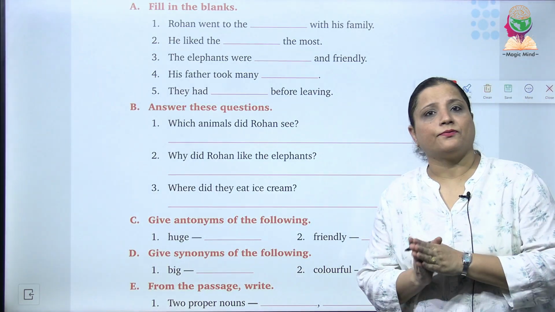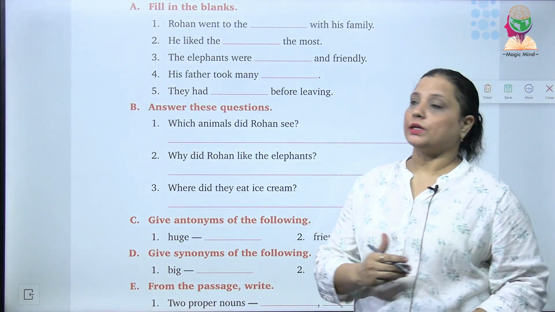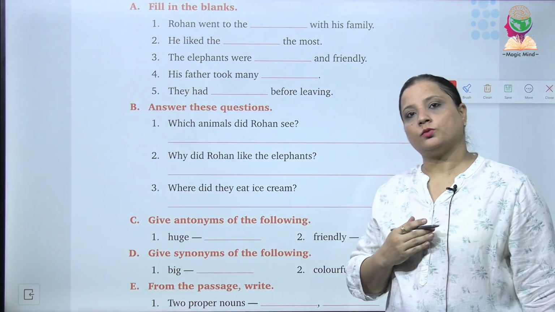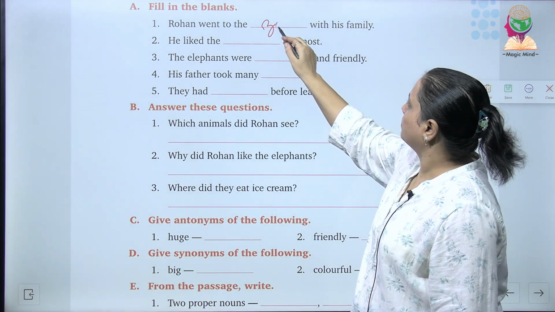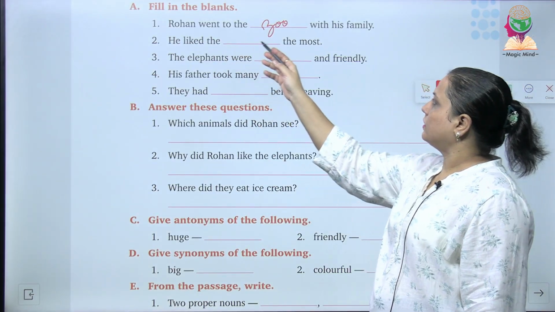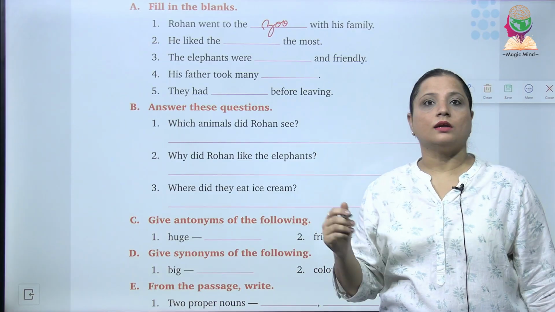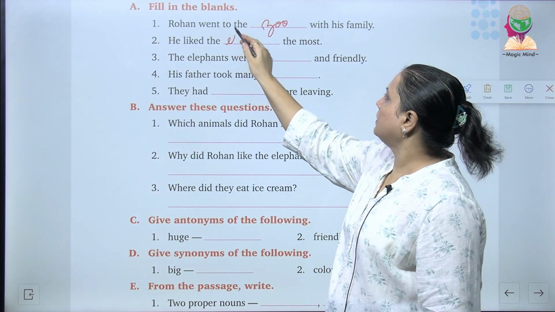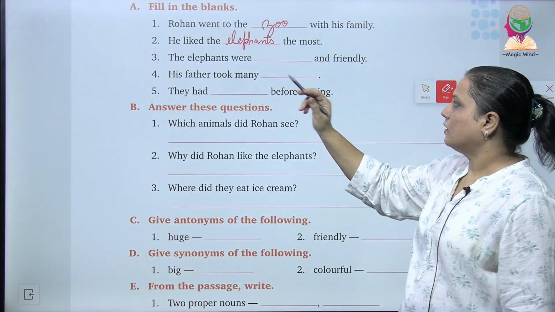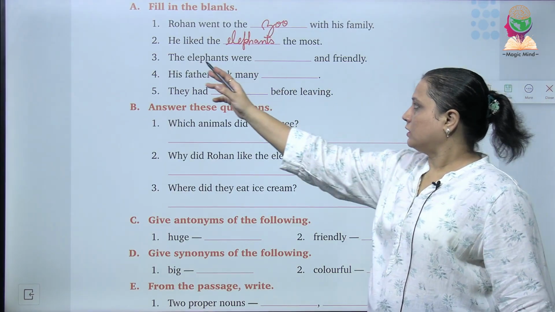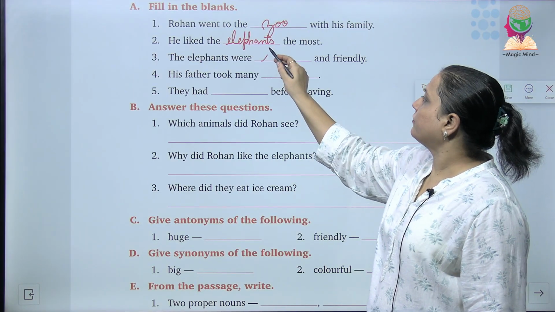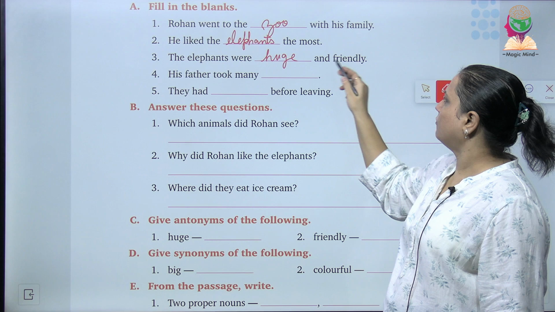The first question is fill in the blanks and let's read the first statement. Rohan went to the dash with his family. So where did Rohan go? Rohan went to the zoo. Z-O-O zoo with his family. He liked the dash the most. Now what did he like? He liked the elephants. E-L-E-P-H-A-N-T-S. Then the third, the elephants were dash and friendly. So how were the elephants? The elephants were huge and friendly.